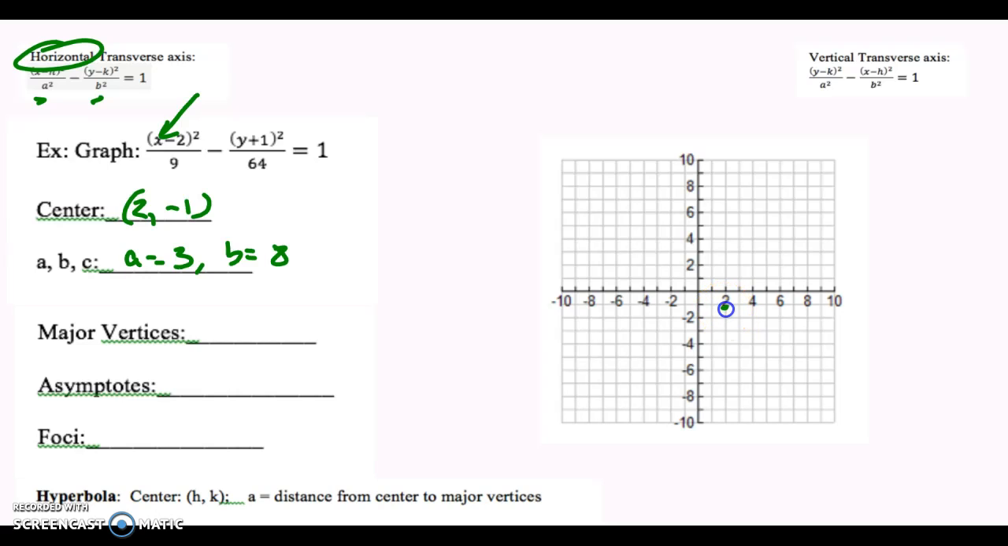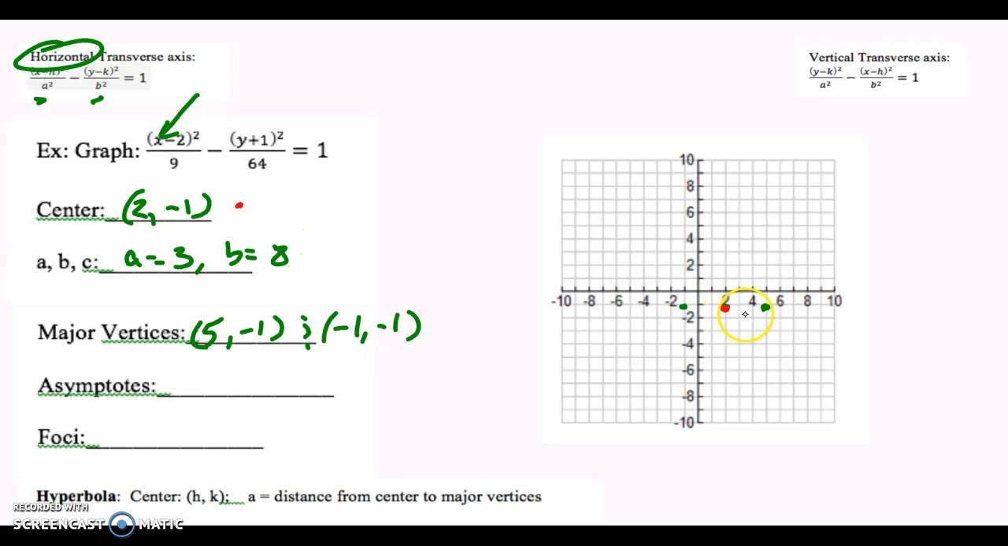I have 2, -1. My A value is 3, so I'm going to go to the right 3 to 5, -1, and that's one of my major vertices. I'm going to go to the left 3, and that's going to be at -1, -1. Okay, so that takes care of the first part. I got my major vertices and I got my center. I'm going to put my center in red to distinguish it from the major vertices. And let's go and take care of that B value.